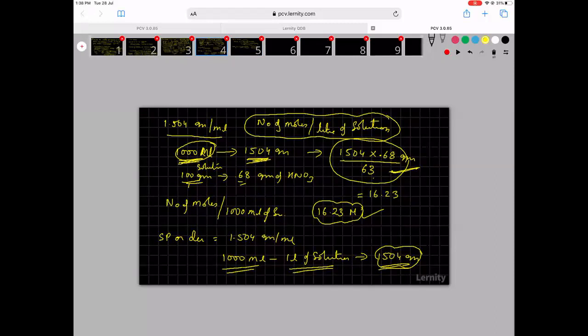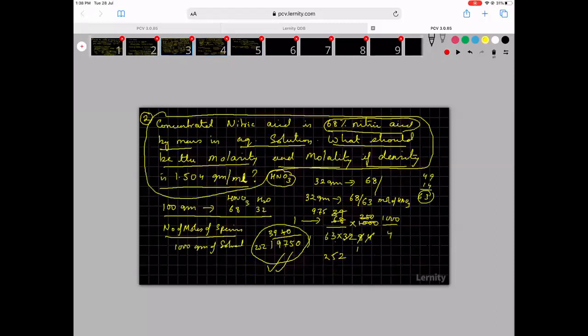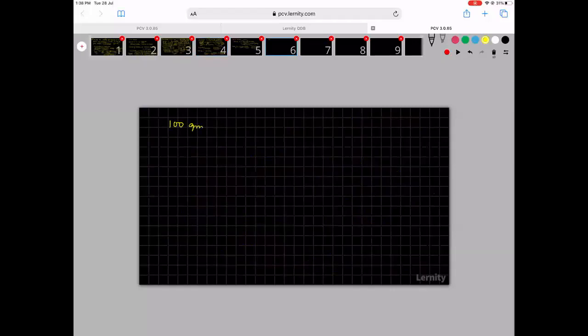Where is the question? Yeah, here I found out the molality. Okay, how did I calculate the molality? In 100 grams of solution, I have 68 grams of HNO3. So in 1000 grams, I will have 680. How many moles is it? 680 divided by 63. So the answer is simply 680 divided by 63.